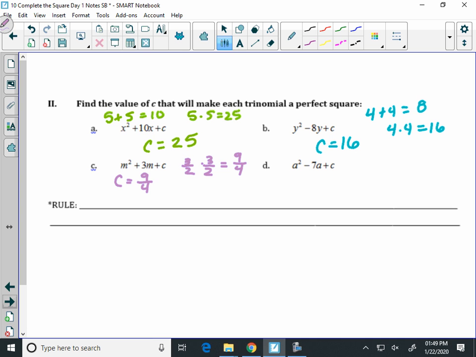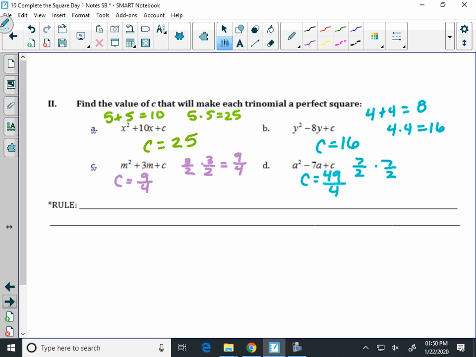Same thing with 7: same kind of pattern, divide it by 2. We can't really divide it by 2, so we leave it as a fraction. Multiply it by itself to get C. What's 7 times 7? What's 2 times 2? So C would need to be 49/4 for that to be a perfect square.